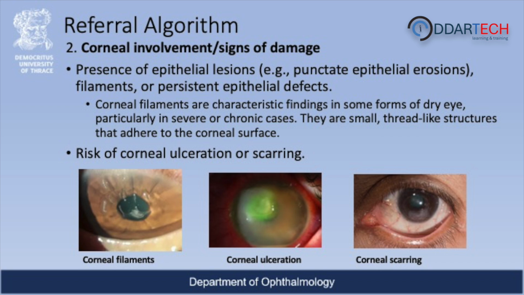Another reason for referral is the presence of corneal damage. Examples include epithelial alterations, such as filaments or persistent epithelial defects. A characteristic finding of severe DED is corneal filaments, small thread-like structures adhering to the corneal surface.